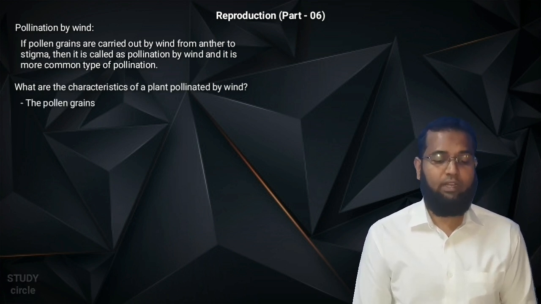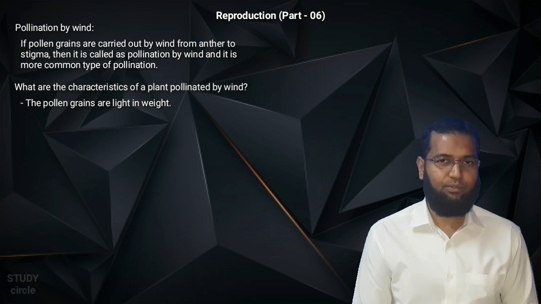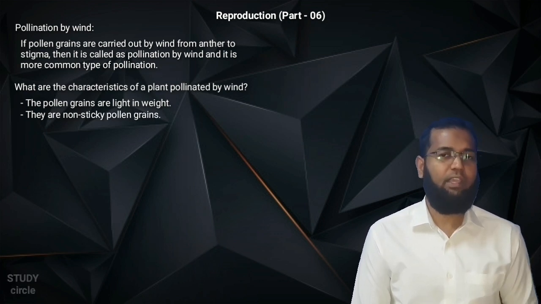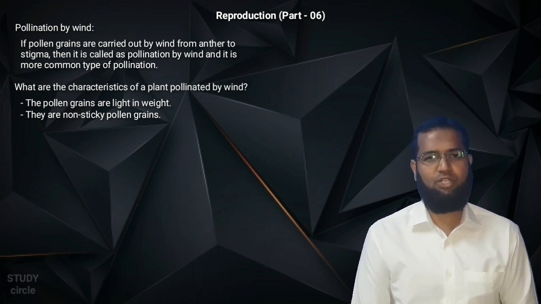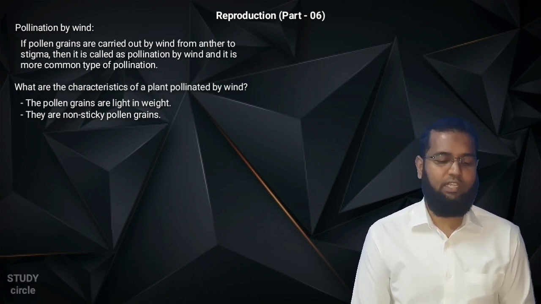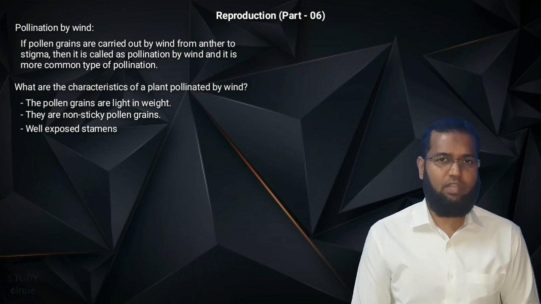First, the pollen grains are light in weight, so that they can be very easily carried by wind. They are not sticky, they are non-sticky. If they were sticky, then in a heavy wind these pollen grains would stick in one place or another, and there would be no chance of pollination at all. Next, well exposed stamens. This type of pollen grains will be present in stamens which are well exposed to the environment.